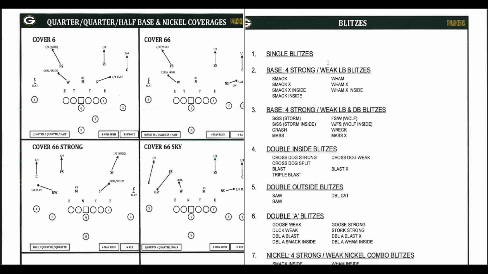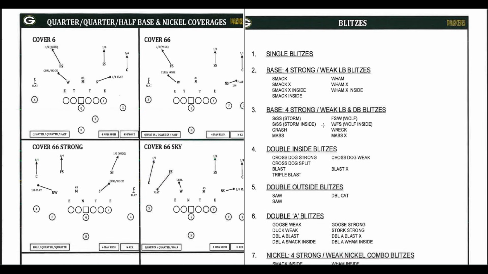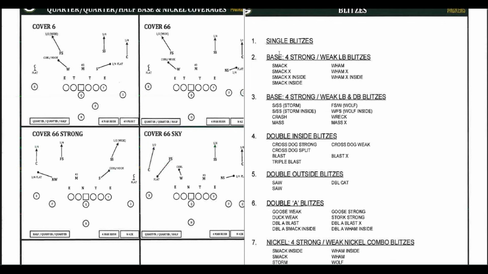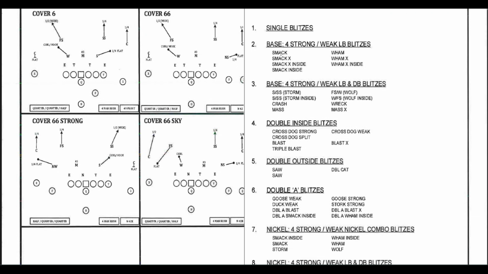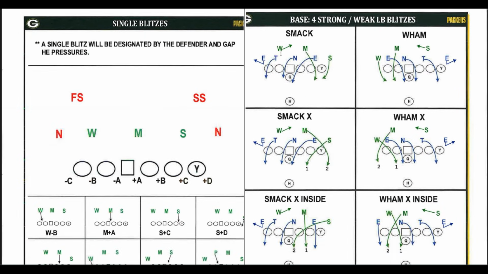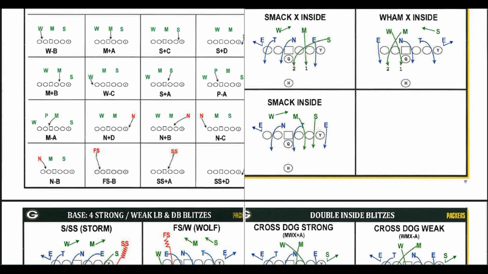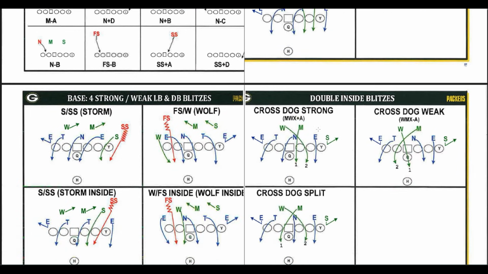And then there's a lot more to talk about with the blitzes, but I'm not necessarily going to go through all of those in this video. I think that could be a separate video by itself, but you can see we'll scroll through and look at all the things that they need to learn. All right, these are the type of blitzes we're going to see: a smack, a wham, a smack X, wham X.